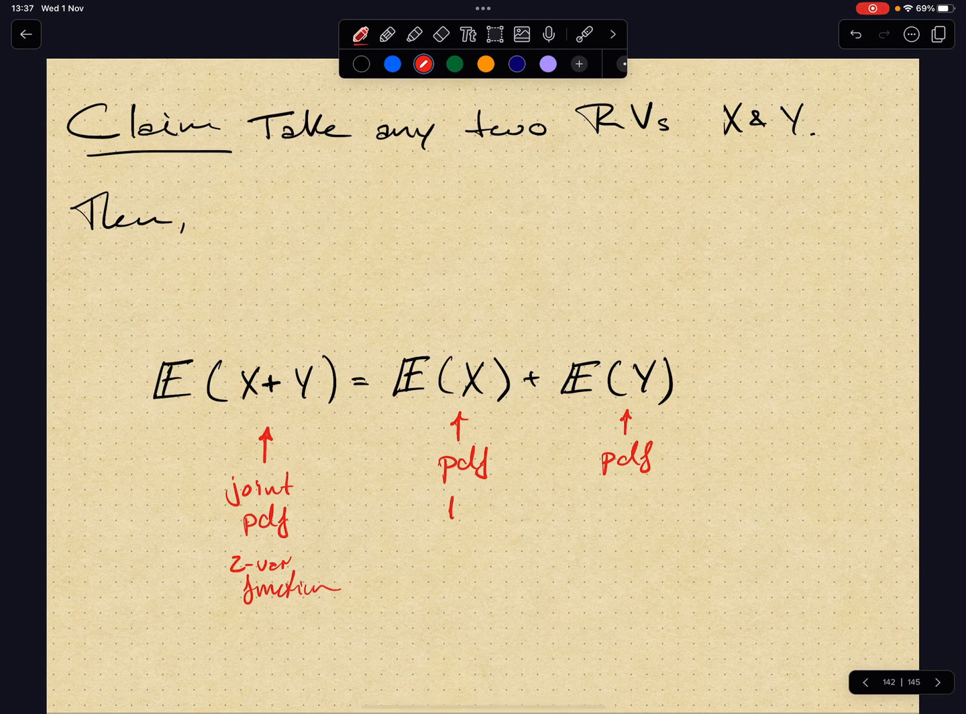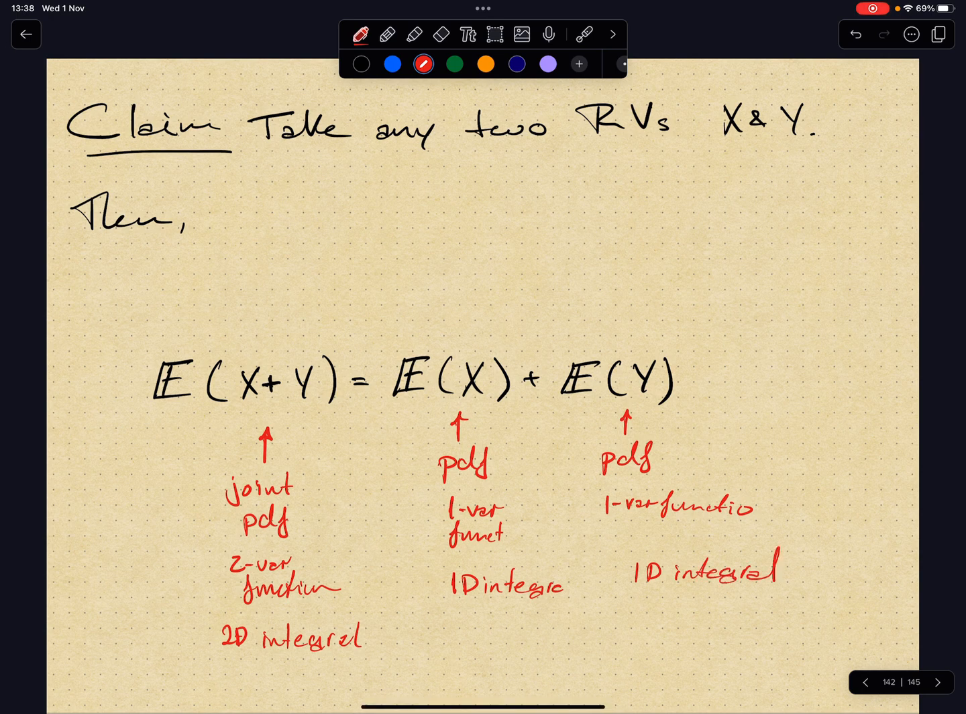And each one of them is a one-variable function. And this is a 2D integral, and this is a 1D integral, each one.